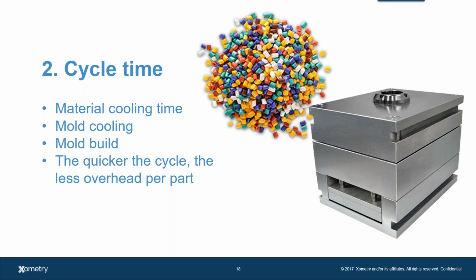Even the mold build can dictate cycle times, using quality materials. Aluminum versus steel. Aluminum is easier to machine and has very fast cycle times, but on the flip side, if you have really complex geometry, the aluminum can get damaged. Even going as far as using Mold Max materials can pull the heat out of the part very quickly and shorten your cycle time. And then once again, the quicker the cycle, the less overhead per part.